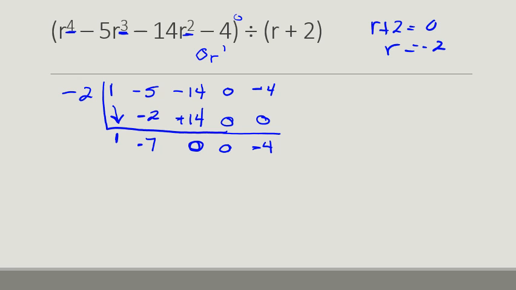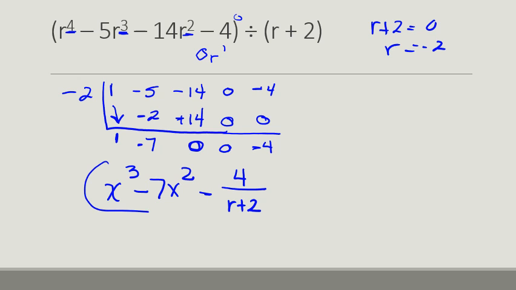So I started with the 4th power, so I'm going to take it down a degree. So x cubed minus 7x squared. Then I don't have an x or a constant, but I have this remainder, and I'm going to write it as minus 4, and then over the divisor, x plus 2. So this is my solution. Okay.